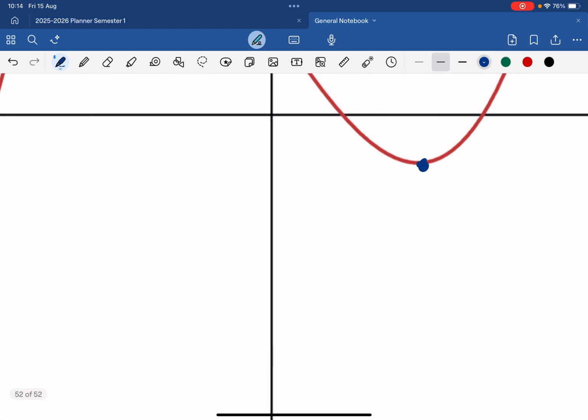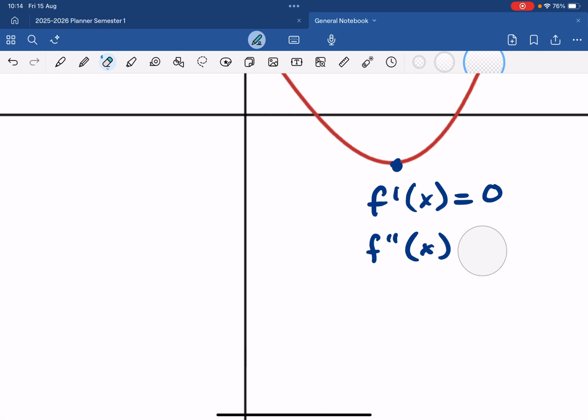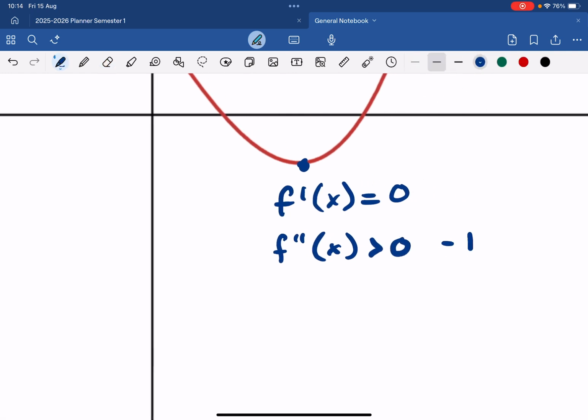And going down to my minimum point here, f'(x) is also equal to 0. But it could classify a maximum point, so I do a second differential. And this one is greater than 0, and that signifies a minimum point.